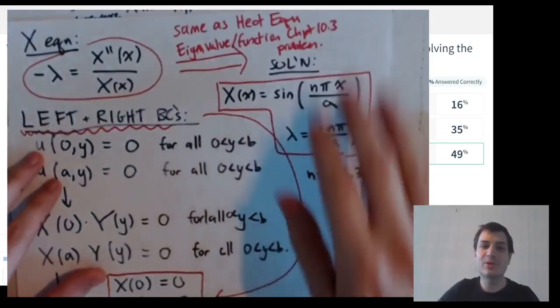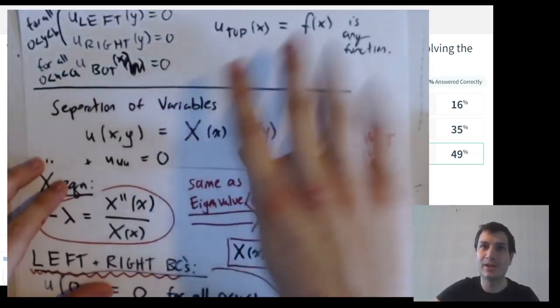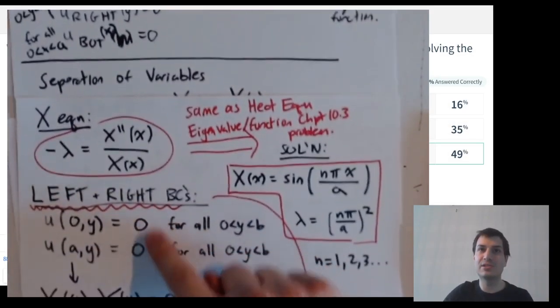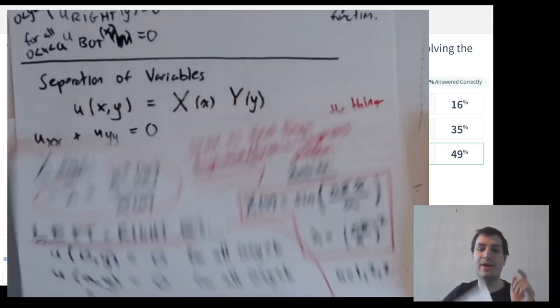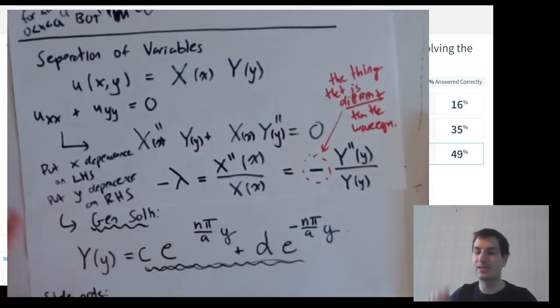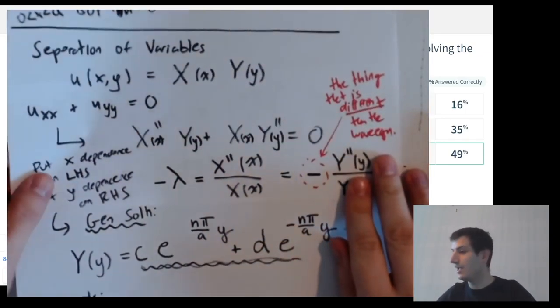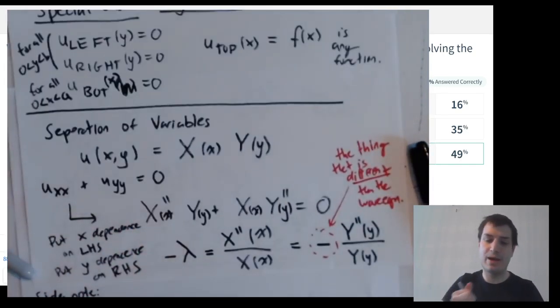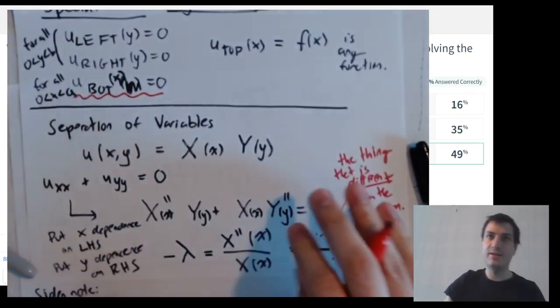And now we're going to use the top and the bottom boundary conditions. So far, I have used the left and the right boundary conditions in this x calculation, but I haven't used the top and the bottom yet. And the top and the bottom are going to tell us something about these constants. So that's what we're going to do. In particular, I'm going to look at this bottom boundary condition right here.